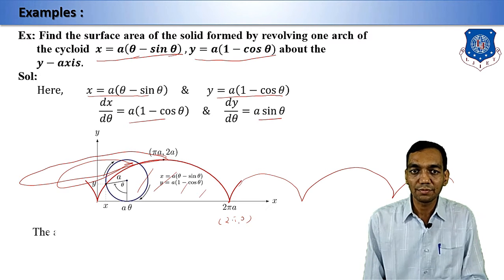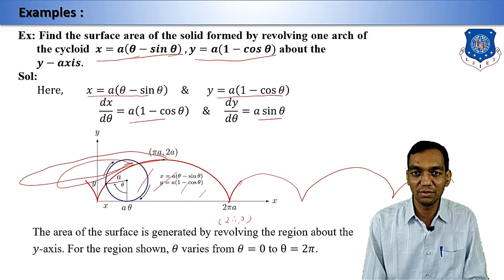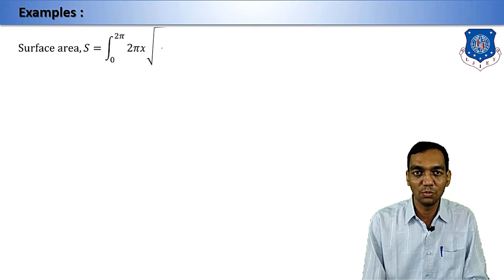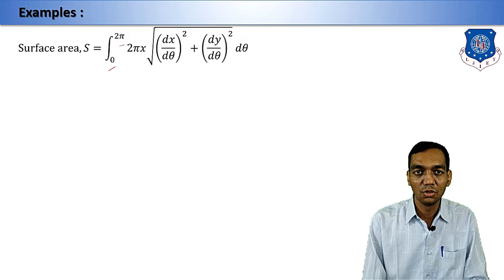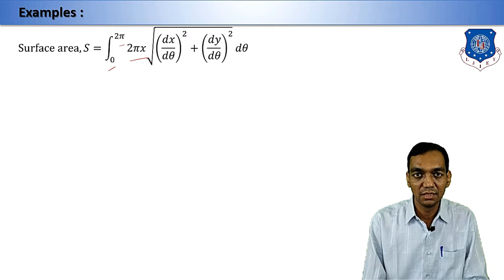Now the area of a surface of revolution is given by the formula about the y-axis as we have taken. So your theta is moving from 0 to 2 pi, that we have already discussed, because we have taken one arc. Now if you put in the formula, S is equal to the integration from 0 to 2 pi of 2 pi x, as we are rotating about the y-axis, under root of (dx by d theta) whole square plus (dy by d theta) whole square d theta. Correct? Now you are integrating with respect to theta.